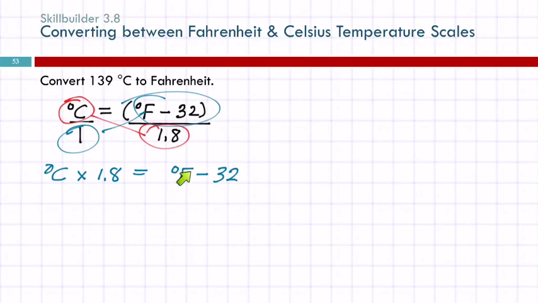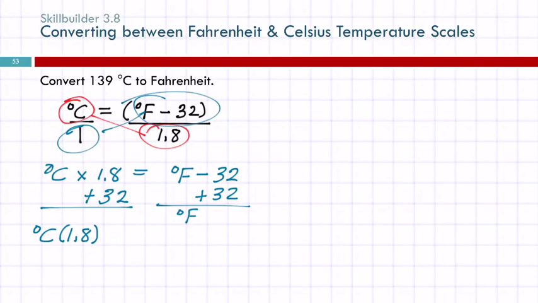Now, remember, I'm trying to get degrees Fahrenheit by itself. It's subtracting 32. I need to get rid of this 32. If I add 32 to that side, then all I've got is degrees Fahrenheit. That's what I'm trying to get by itself. If I add 32 to one side, I have to add 32 to the other side. So this is the Celsius temperature times 1.8 plus 32.